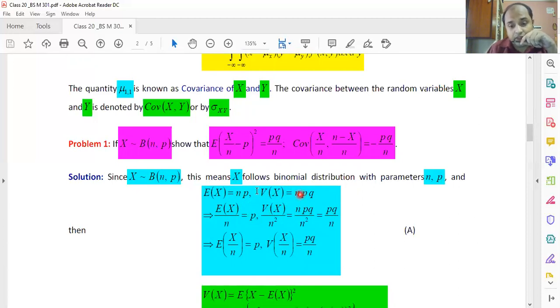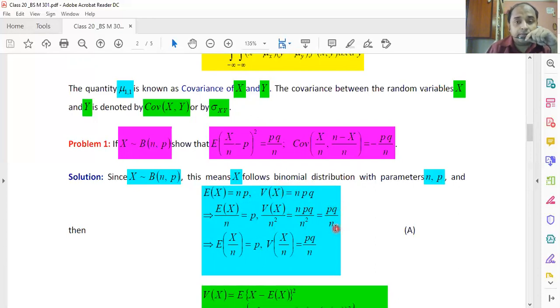In the variance equation, we are dividing both sides by n squared. Why am I dividing both sides by n squared? There is a special reason for that, and I'm coming to this point. So we get variance of capital X by n squared is equal to n into pq by n squared, so it becomes pq by n.